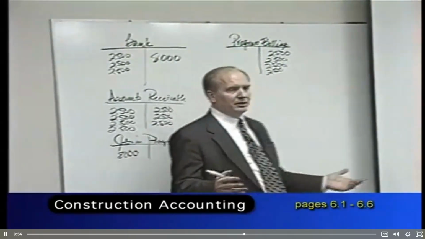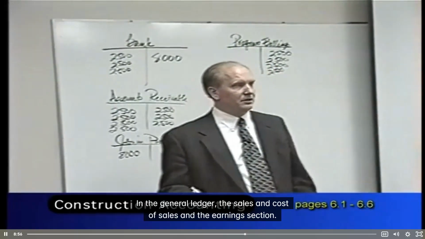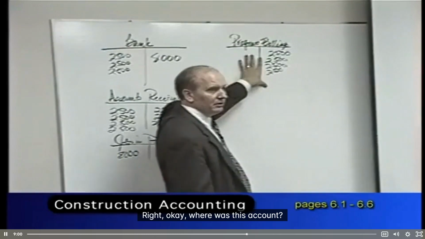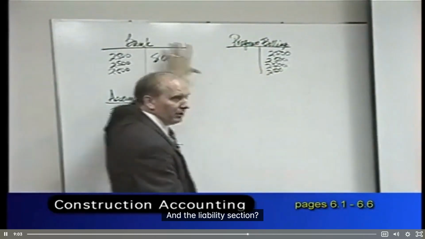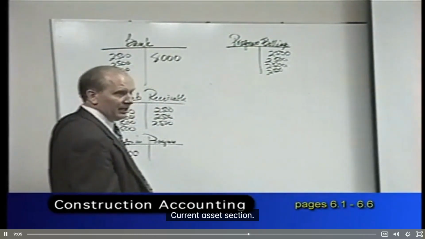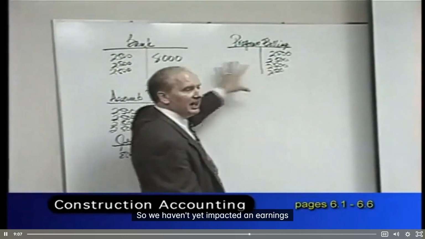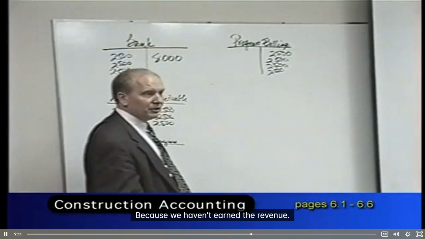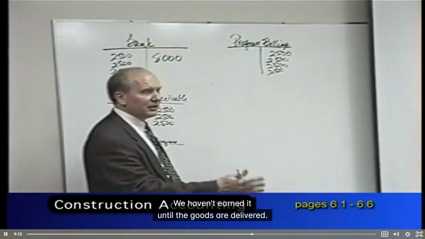And where do those accounts belong in the general ledger? The sales and cost of sales. In the earnings section, right? Okay. Where was this account? In the liability section. Where are these 3 accounts? Current assets section. So we haven't yet impacted an earnings account with any of these entries, have we? Because we haven't earned the revenue. We haven't earned it until the goods are delivered.